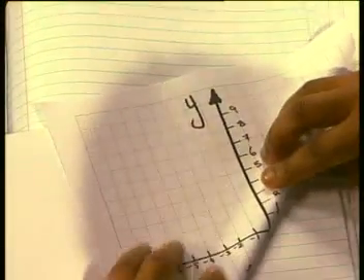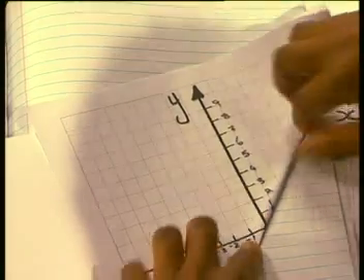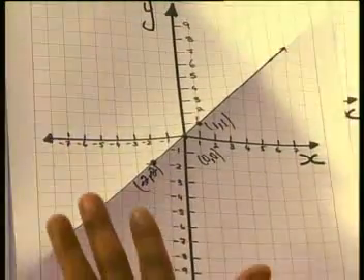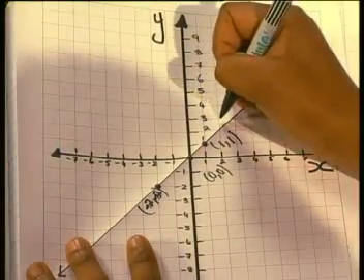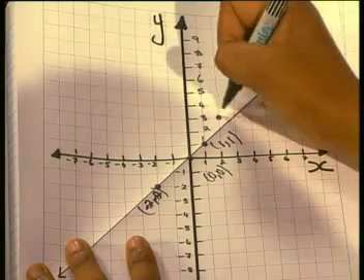Next, we'll do some paper folding. Fold the paper along the line y equals x and open it up again. Now choose a point that is not on the line y equals x. I'll choose 2, 3. Take a marker and plot the point on your paper. Label it R.